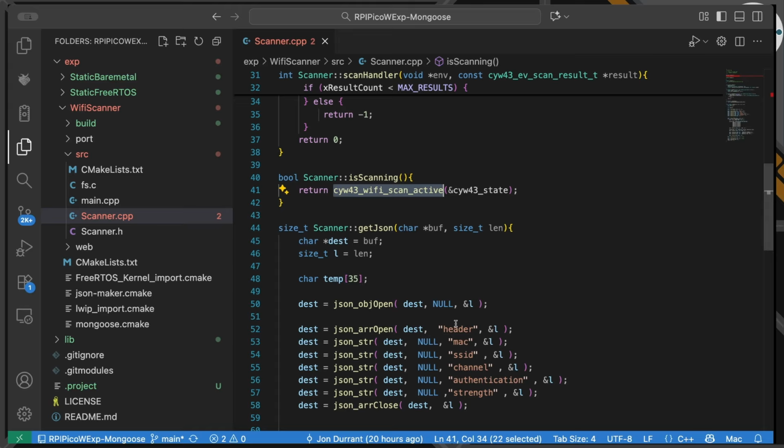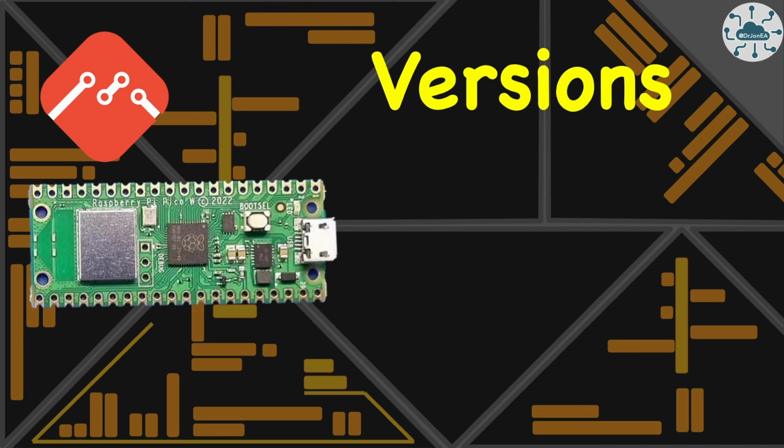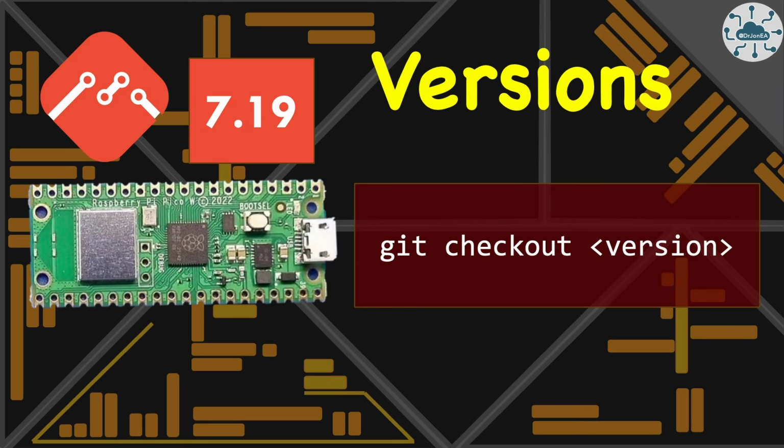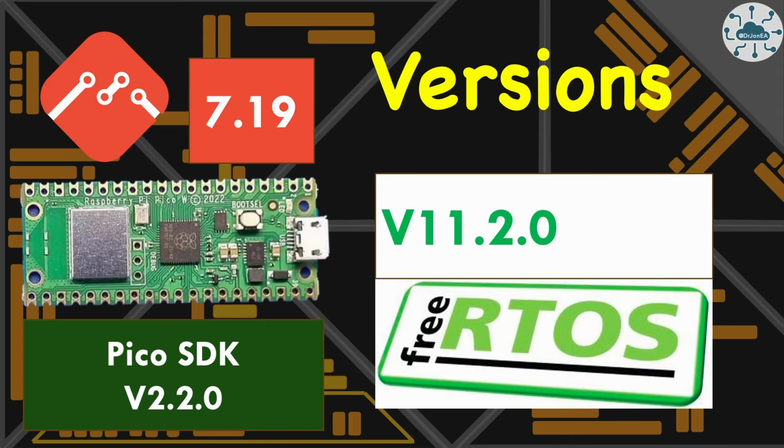But then I've shown you in other videos how to do things like that in Mongoose, so I won't go into that here. To make this easier to demo, I've actually embedded this in a Mongoose application. So it's going to put the output onto a web page. And I'm using particular versions of Mongoose to work with for this. So I'm using version 7.19 and FreeRTOS version 11.2.0. And of course the Pico SDK version 2.2.0, just for full disclosure.